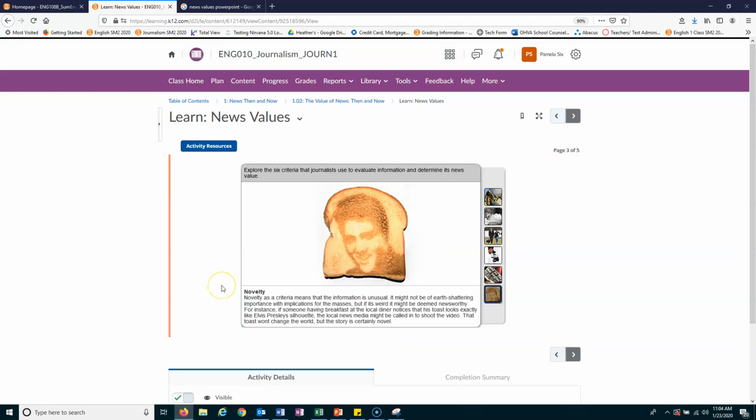And the last one is novelty. Novelty as a criteria means information from the unusual. So if something is different or pulls the audience in, it's going to be newsworthy. If someone's having breakfast at the local diner and notices that his toast looks exactly like Elvis Presley's silhouette, the local media might be called in and they might shoot a video, right? But it's not necessarily going to change the world. However, novelty is for sure something that is reported on quite often in local and national news.